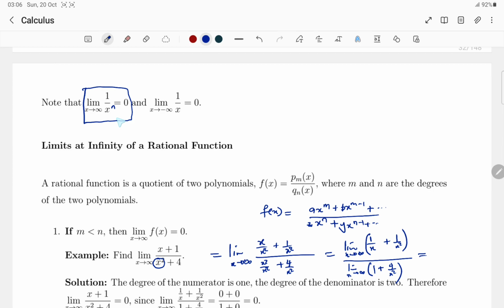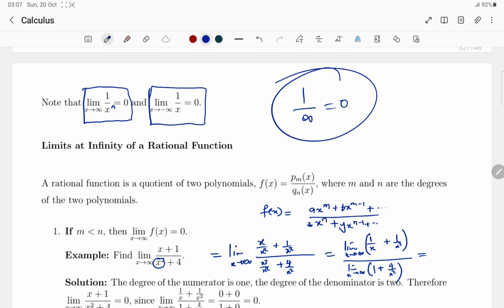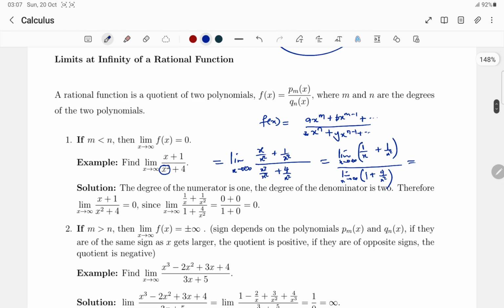So for any power n which is a positive integer, we know that 1 over x to the n is equal to 0. The same applies with this one. It's just equal to 0, because it gives us 1 over infinity, which is equal to 0. So just remember this when dealing with this kind of question. This one will just give us 0, since we can distribute the limit over the sum.